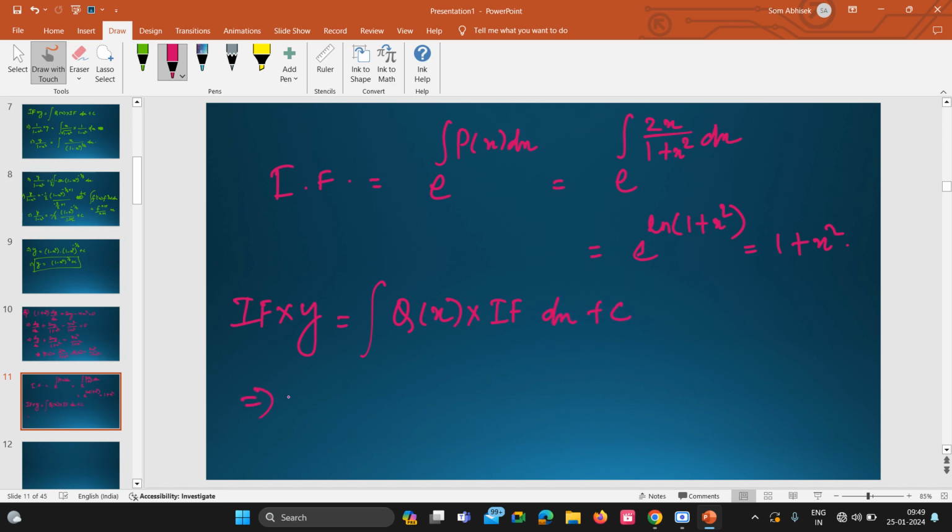Okay. So the integrating factor is 1 plus x square. y into the integrating factor is equal to Qx. What is Qx? Qx is 4x square by 1 plus x square into the integrating factor. The integrating factor is 1 plus x square, dx. Let's see, so 1 plus x square and 1 plus x square cancel out.